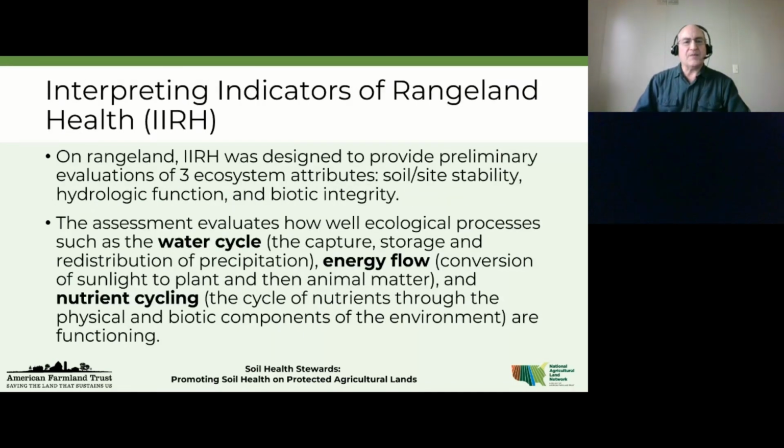On rangeland, the one that we look at is what we call Interpreting Indicators of Rangeland Health. It was designed to provide evaluations of 3 ecosystem attributes: soil and site stability, hydrologic function, and biotic integrity. Overall, this assessment evaluates how well the ecological processes are functioning. If you think about water cycle, energy flow, and nutrient cycling, those are the key ones. But again, it gets into the hydrologic function and biotic integrity as well.